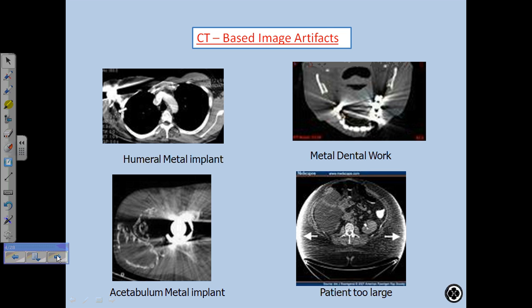All right, so that's a humeral head. Over here, when we have metal dental work, you guys might have seen this already. Of course, metal in somebody's jaw and dental work is going to also obscure. This is an example of an acetabulum, a hip implant. Acetabulum, a ball and socket joint.